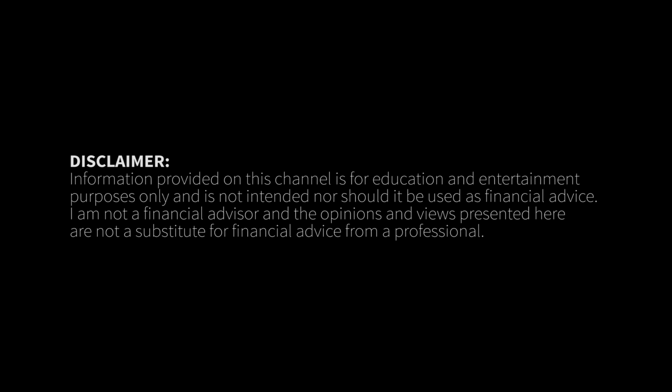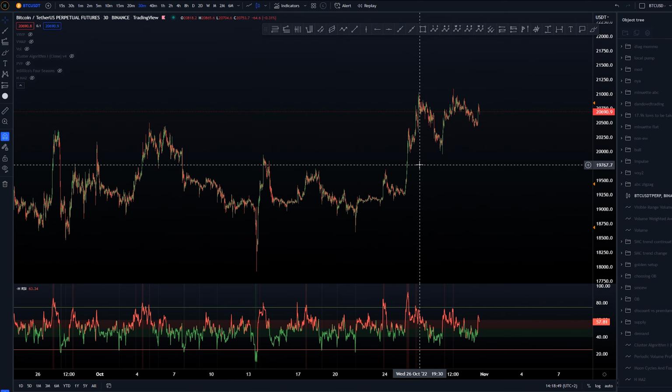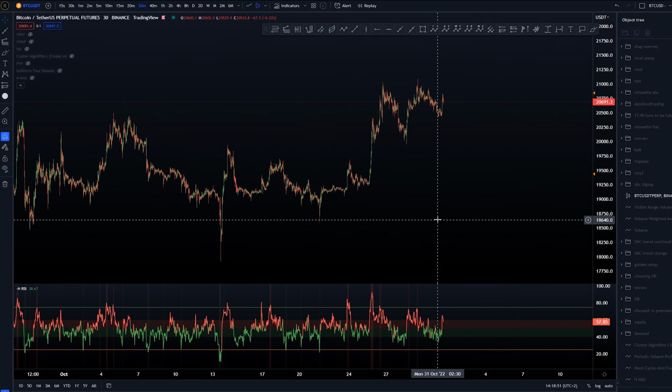I'll cover wave analysis with Elliott Wave theory and provide multiple scenarios your price may take and explain why I prefer one count over another. Let's take a look at the different possibilities.